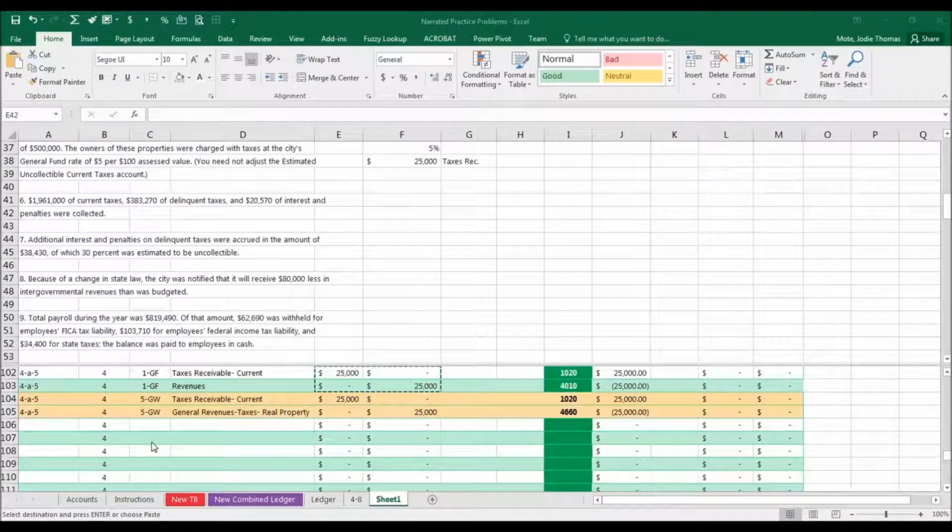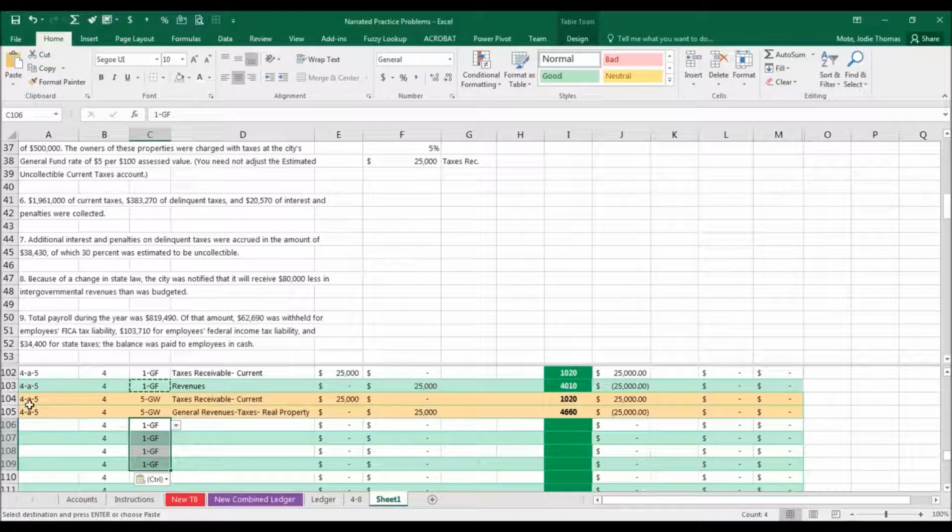Next, we have number 6, which is saying these are our collections. So we are collecting the following amounts: $1.961 million of current taxes, $383,270 of delinquent taxes, and $20,570 of interest and penalties were collected. So let's go ahead and prepare our entry here, and it looks like we've got 3 items in the actual problem, 1, 2, 3. So we're going to need a credit for each of those and 1 debit to cash.